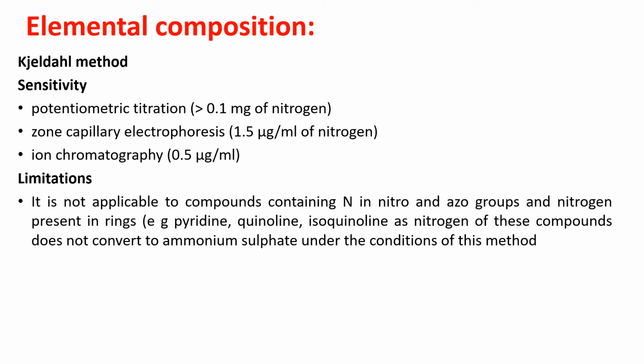Of course, it has certain limitations, like various compounds such as nitro compounds or azo compounds, or even certain alkaloids wherein the nitrogen is present in a ring format like pyridine, quinoline or isoquinoline. Such kinds of nitrogens cannot be converted to ammonium sulfate. Now, since these nitrogens are not converted to ammonium sulfate, this method fails to determine the nitrogen in those compounds. So this method is not applicable for compounds wherein nitrogen is present in either nitro or azo or a heterocyclic ring.